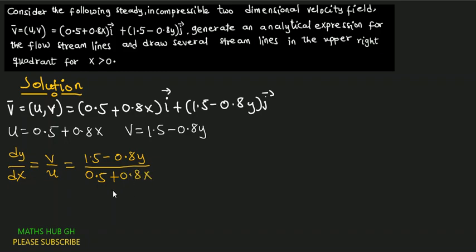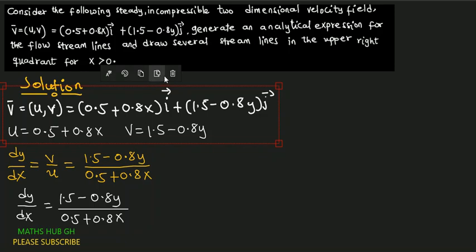So in some cases the analytical expression might be given to you straightforward, and then sometimes you have to solve for it. So depending on the question, you have to decide on what to do. So we are going to have dy/dx equal to (1.5 − 0.8y) divided by (0.5 + 0.8x). So I'm going to solve this expression to get the analytical expression. Let's look at how you are going to do that.